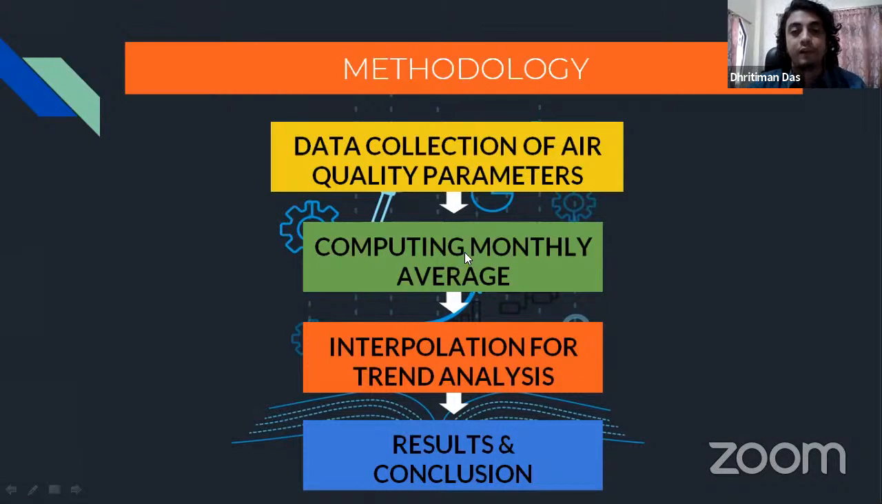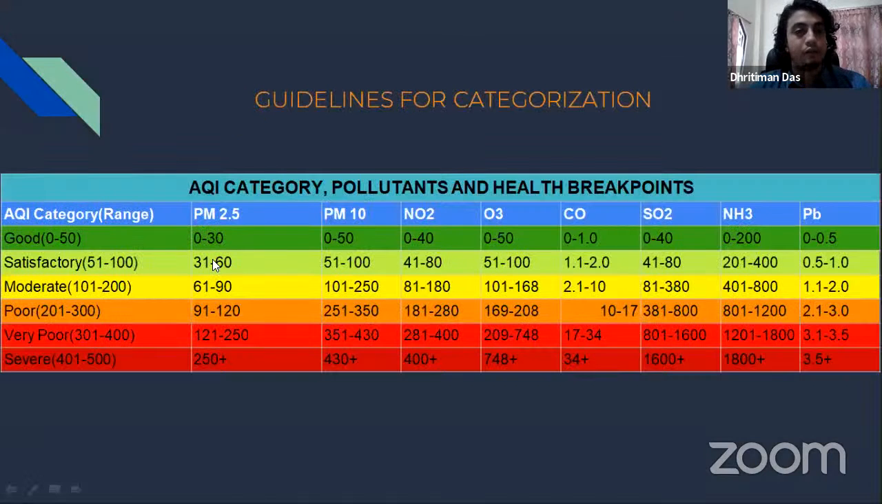And I computed monthly averages of each of the parameters for each of the months, and then I used these values to get my maps, which I generated using interpolation techniques. I made maps for all the months from 2019 to 2020, and this is the guideline that's provided by the CPCB, the Central Pollution Control Board. And I've used this to give my values a range in different classes.